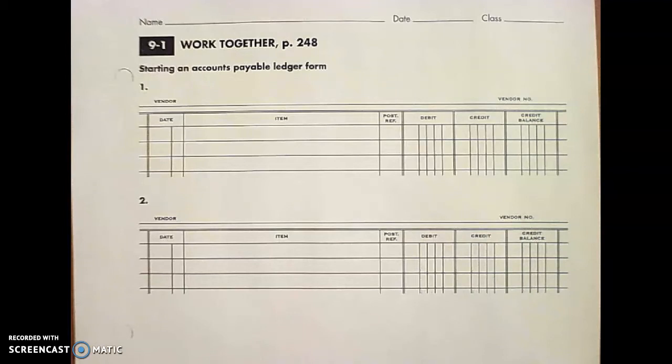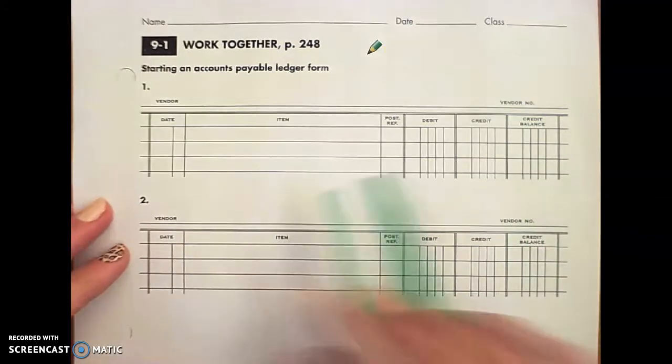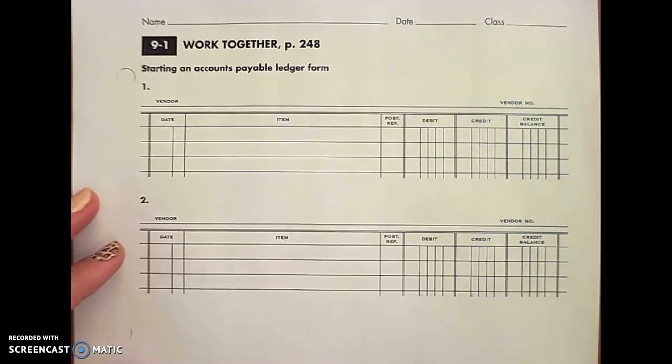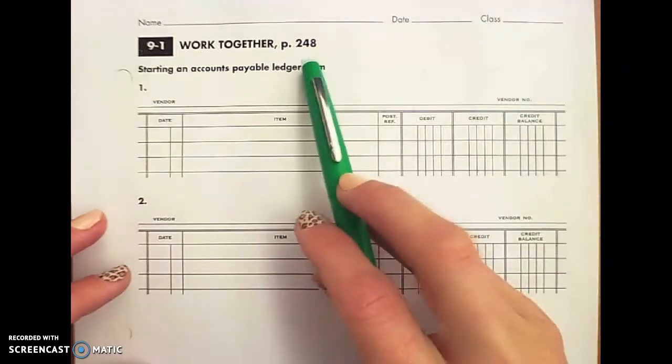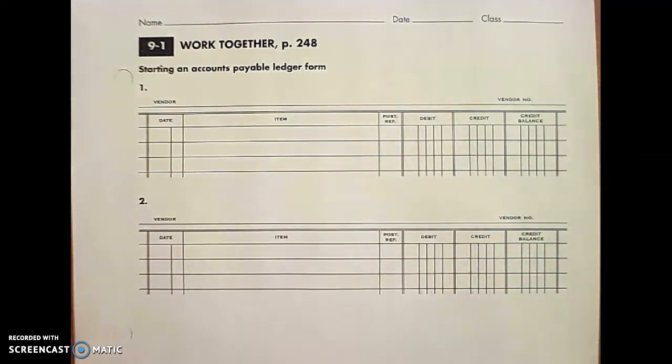This video is for the Chapter 9-1 work together and on your own. I am currently on page 201 in the workbook, and the instructions for the 9-1 work together can be found in the textbook on page 284. The instructions say starting an accounts payable ledger form.